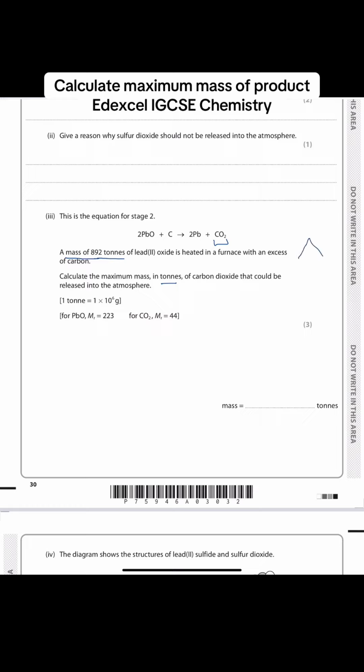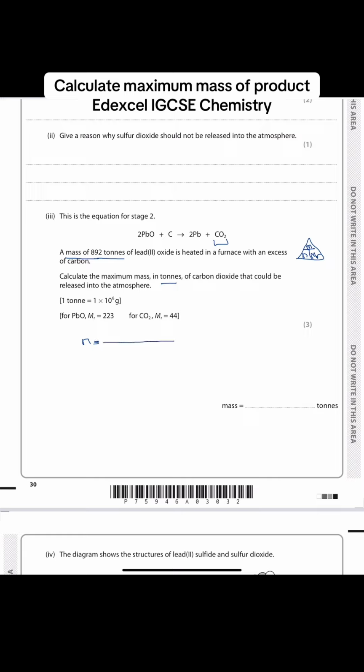Remember the triangle that gives you the relation between number of moles, where n, number of moles, equals the mass in grams over the Mr, which is the relative mass. In this case, first of all, we need to convert the mass of lead oxide into moles. So now the number of moles will equal the mass in grams.